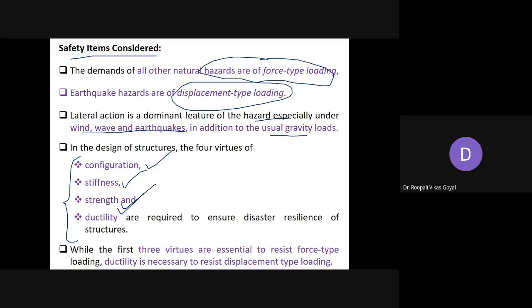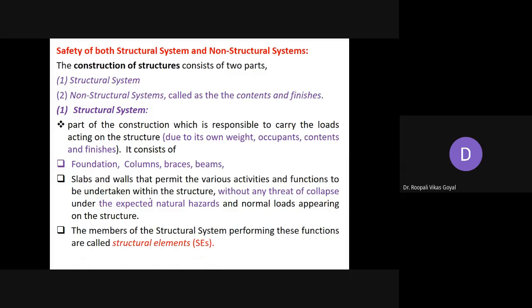So basically this ductility, this first three virtues जो मैंने बोले, configuration, stiffness, and strength, which are very essential for resisting the gravity type of loading, means to resist the force type loading. But when we are considering the displacement type of loading, means earthquake resistant structure बनाना है, so this ductility aspect is very important. So you have to combine all the aspect when we are considering the different types of hazard. So basically this safety should be applied to both structural system as well as non-structural system.